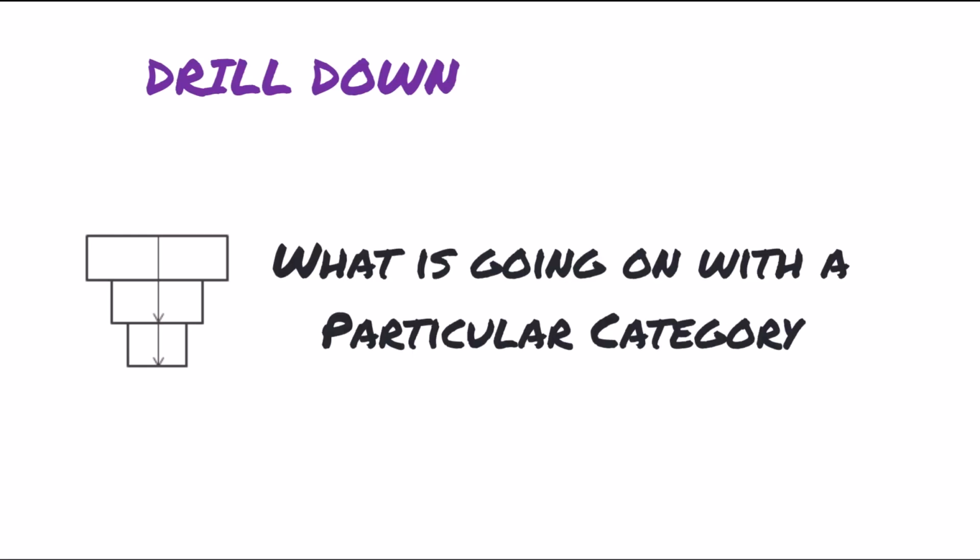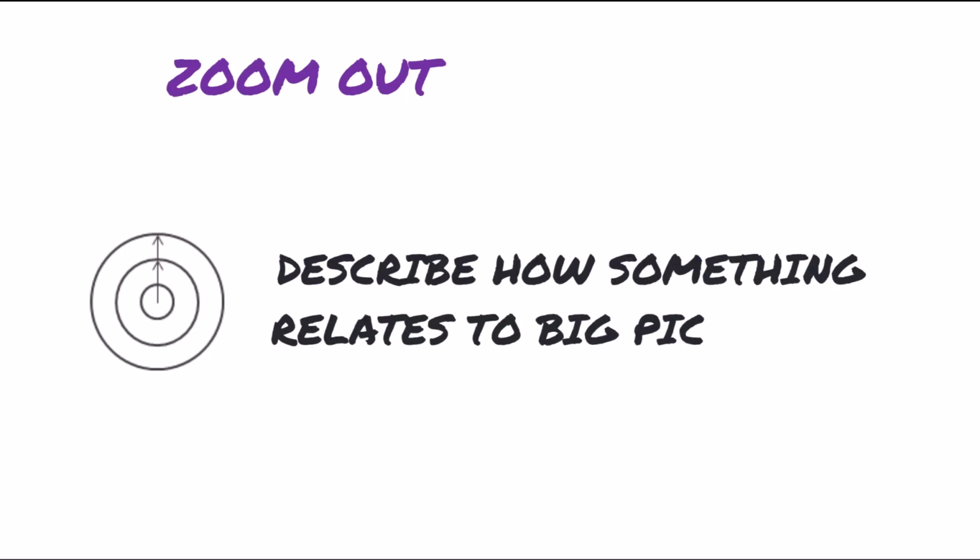The second type of story is drill down, and this type is intended to help people understand what is going on with a particular category. Using drill down stories often gets people asking why a particular item is performing differently. The third type is zoom out, and the intent here is to describe how something relates to the bigger picture. Or put another way, zoom out stories connect a specific topic to the overall context. Using this type of story gets people to ask how a small situation compares to a larger situation.